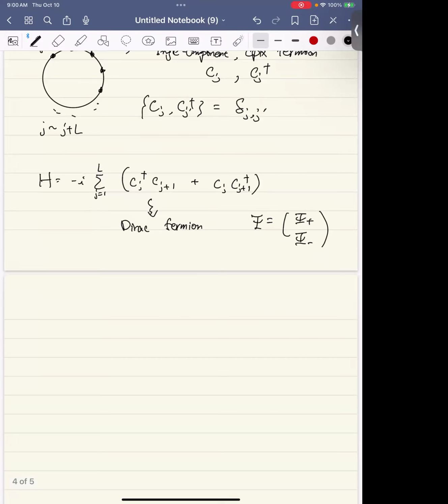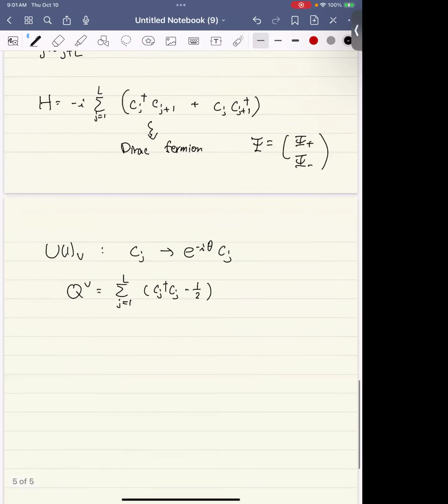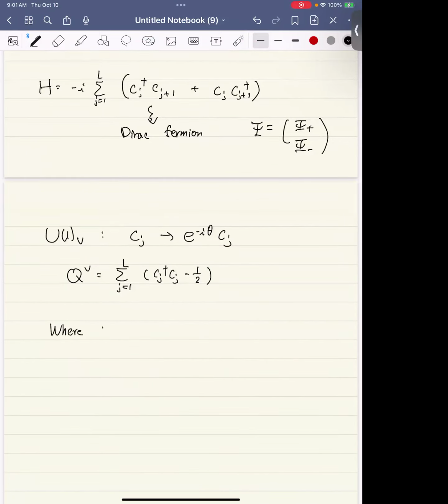Okay, so what are the symmetries of this model on the lattice? There's a manifest vector U(1), which just rotates the fermion by a phase. All right, so that's great. We want to realize two U(1)s, and we are halfway there. The charge for this U(1) is c_j dagger c_j minus a half. Right. Now the question is, where is the axial charge in this simple model?